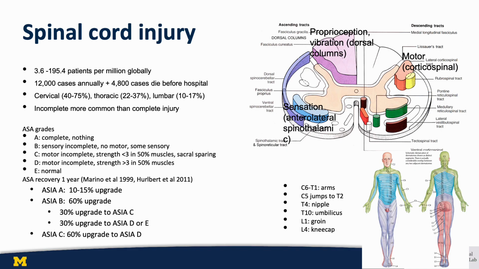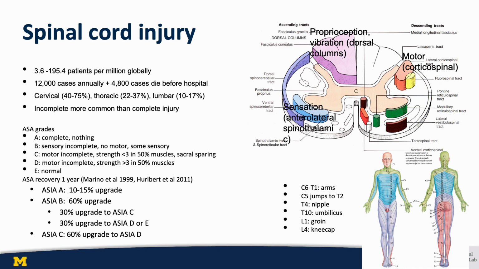ASIA C indicates motor strength but less than 3 out of 5 in power in 50% of those muscles below that level. And this is sacral sparing, which is really important because depending on the severity of your injury, it does predict your outcome. And ASIA D is someone with greater strength. ASIA E is essentially a normal person, someone who's had an injury and then comes in normal.